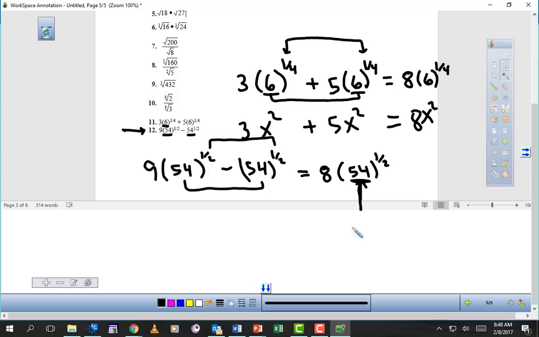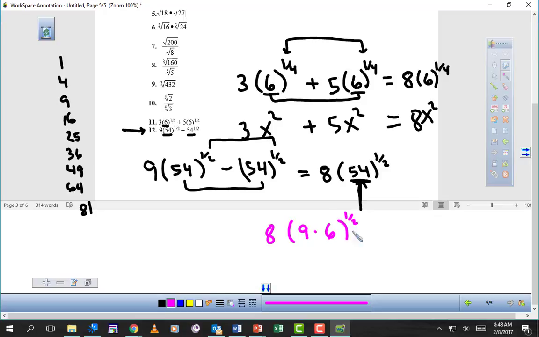Wasn't it 9 times 6? Isn't 9 a perfect square? Let's look at the perfect squares. We're looking at 1, 4, 9, right? 16, 25, 36, then what? 49, 64, 81. You see any perfect squares in here? Well, I do. Isn't this equal to 8 times 9 times 6 to the 1/2 power?